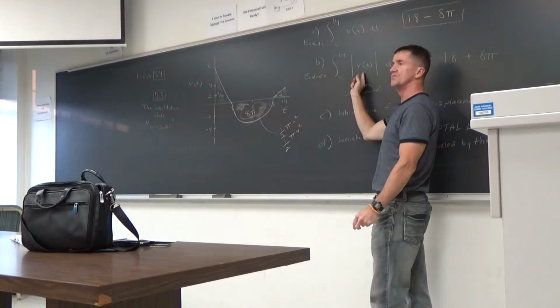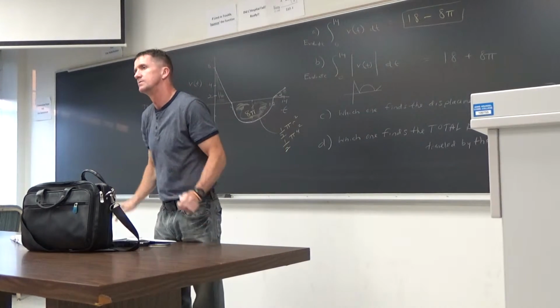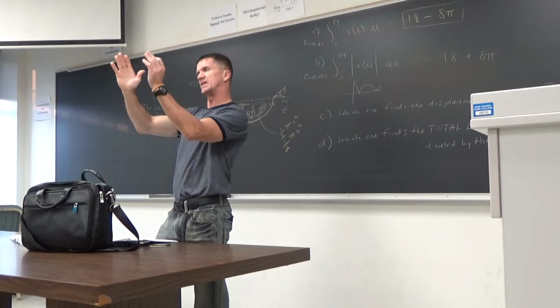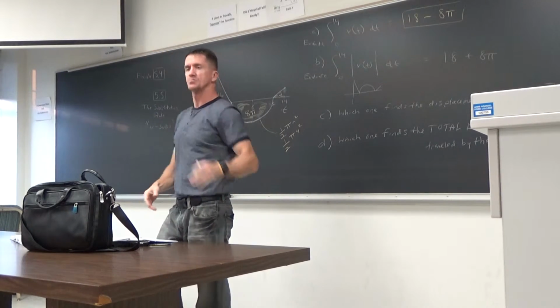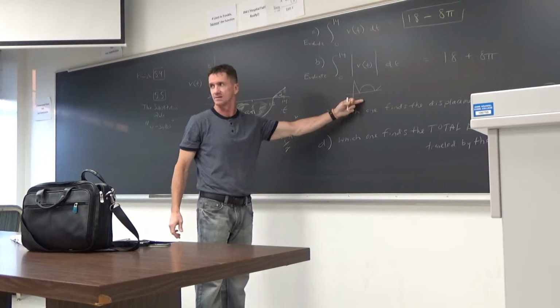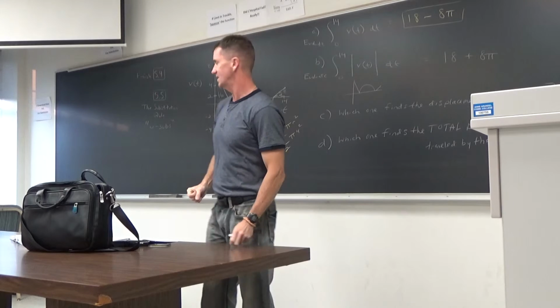So this finds total distance. If we're saying that this v of t represents the velocity of the bug, but it could be the velocity of a particle, total distance would be the integral of the absolute value of that, because we add up all those parts. We just reflect everything like that. Everyone okay with that? All right.